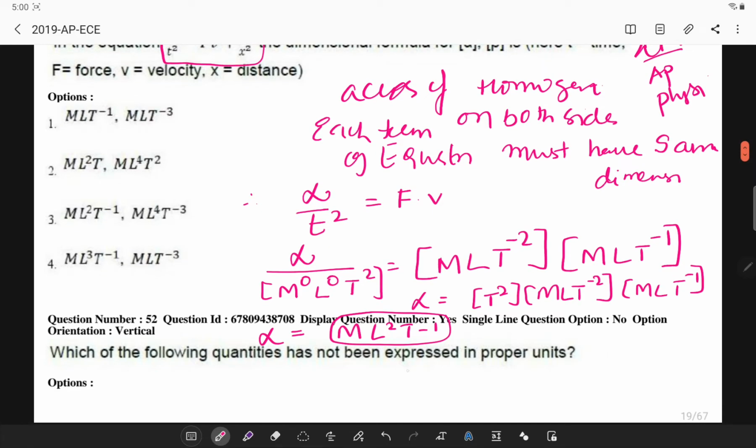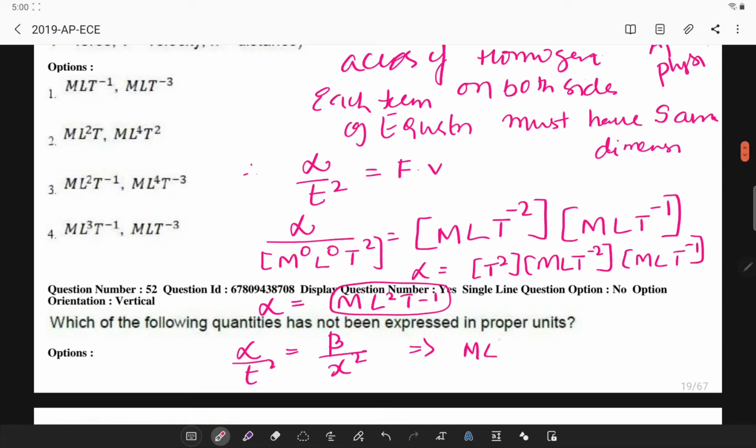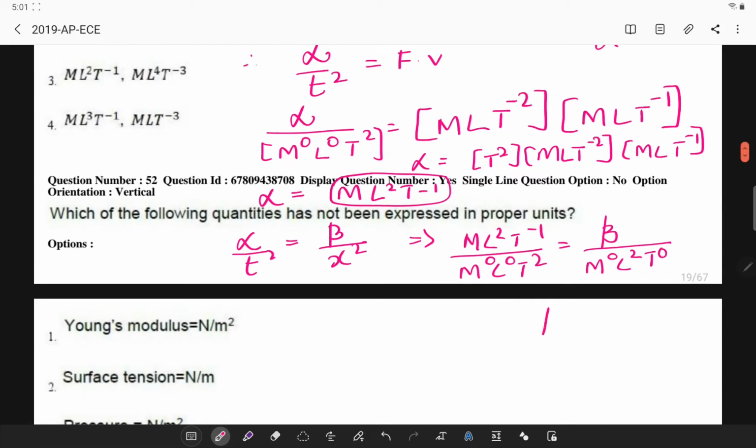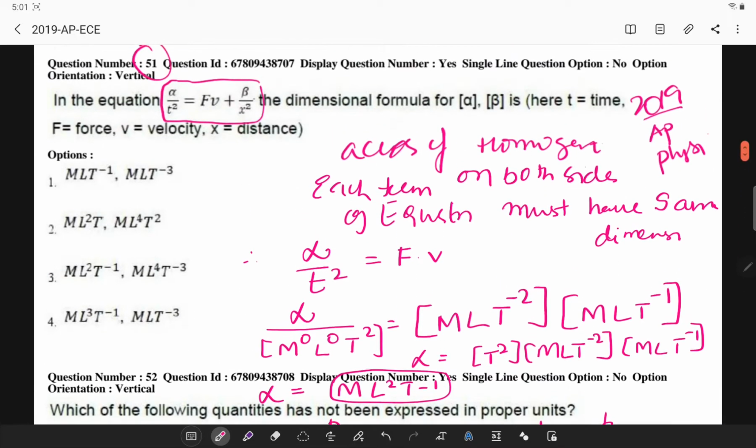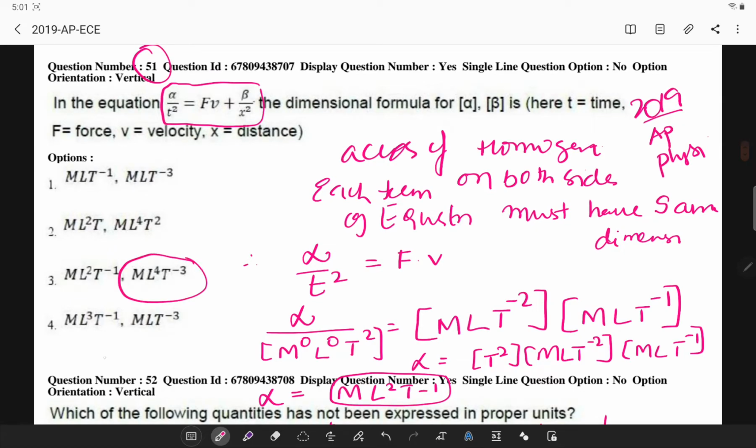Now similarly, alpha by t square must have the dimension formula of beta by x square. Now I have substituted the value of alpha, M L square T power minus 1, divided by M power 0 L power 0 T power 0, is beta by M power 0 L square T power 0. Now we will be having the value of beta as M L power 4 T power minus 3. So the answer is option number 3.